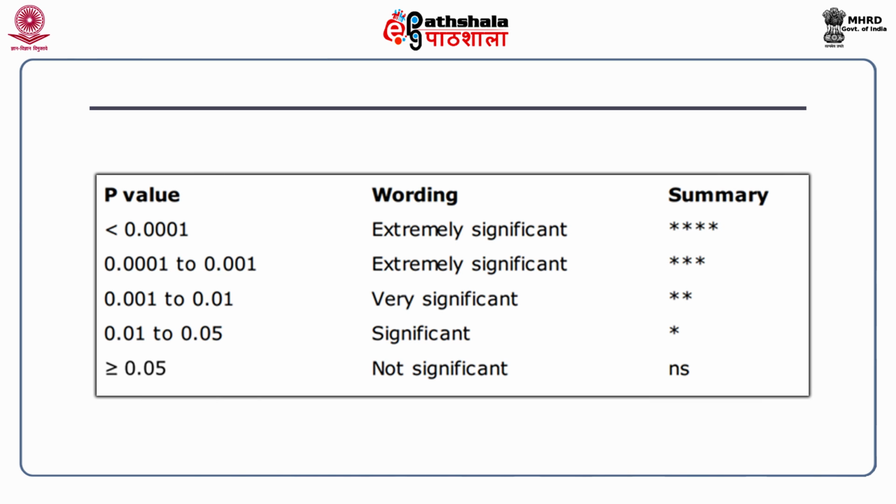And certain notations can also be used. It depends upon the p-value, right? If the p-value is very, very low, like less than 0.0001, you can use extremely significant, and you can use a notation of 4 stars to say how significant that particular p-value is. So it depends upon the p-value which you got, right? If your p-value is very low, you can always say it is highly significant.